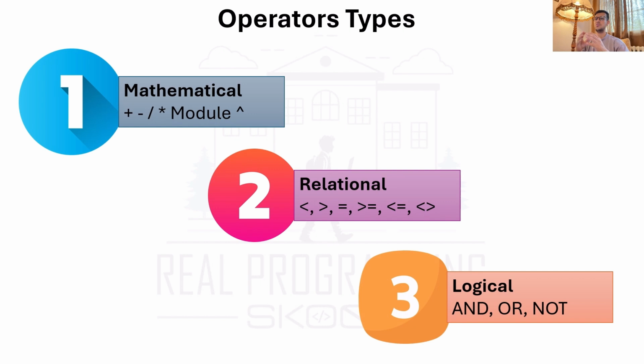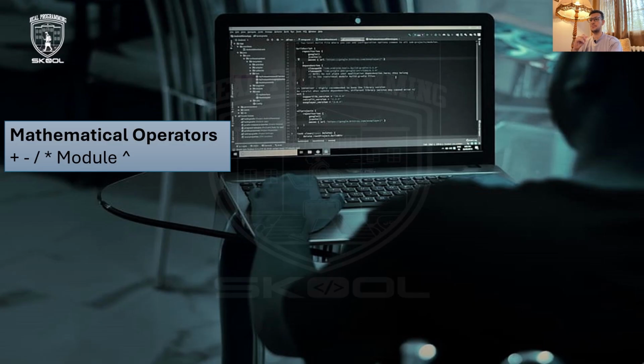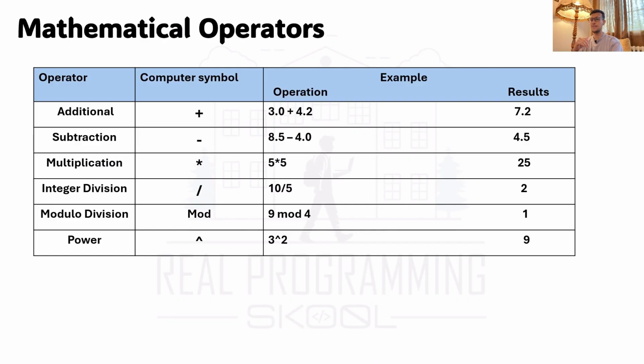The 3 types of operators today are mathematical operators, which are plus, minus, divided, multiply, modulo (mod), and power. And we have relational operators, which are greater than, less than, equal, greater or equal, less than or equal, or not equal. And we have logical operators, which are and, or, and not. So let's start first with mathematical operators, all right?